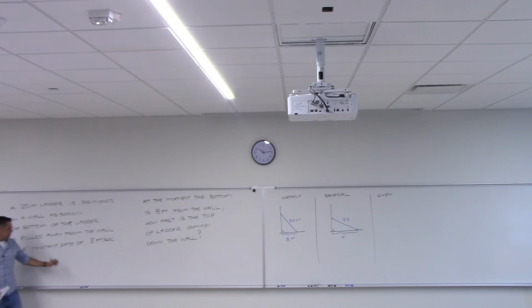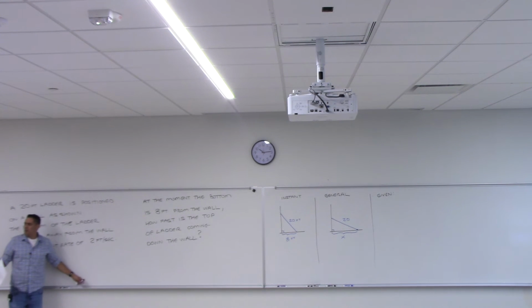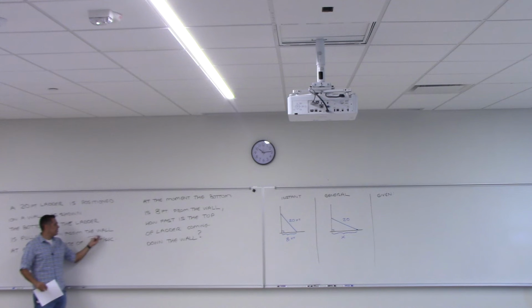2 feet per second, okay? So remember, derivatives are speeds, right? Rate of change. That's what a derivative is. It's the rate of change of something, instantaneous rate of change. This right here is a speed. How do you know? Feet per second, right?